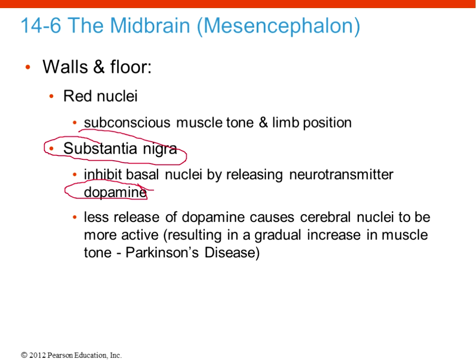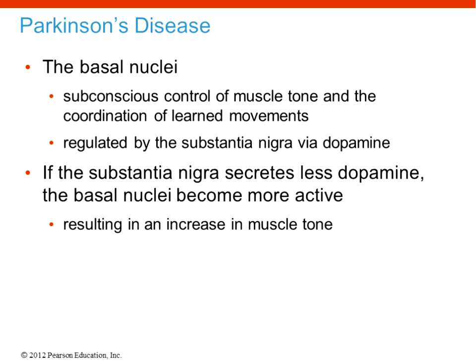And Parkinson's is a movement disorder, so this increase in muscle tone can lead to movement issues like tremor and shuffling and other types of issues as it relates to generating motion, okay? And so that's what happens in Parkinson's disease.